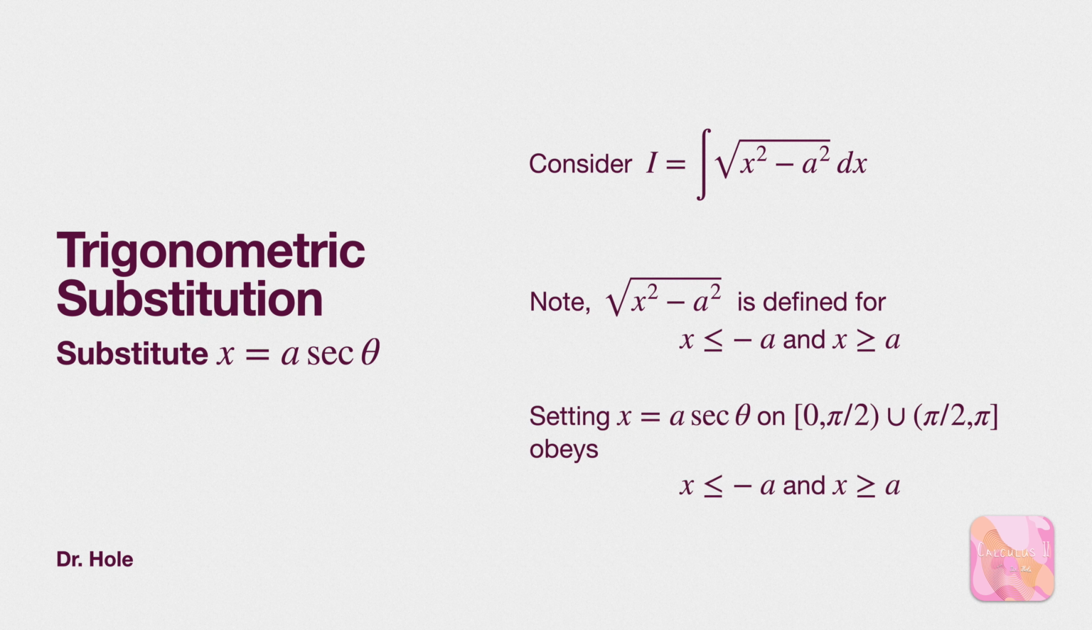And then when you look at the graph of secant, these outputs, x bigger than or equal to a, occur on the graph of secant over inputs theta from 0 to pi over 2, and the outputs less than or equal to negative a occur for inputs from pi over 2 to pi. Okay, nice.